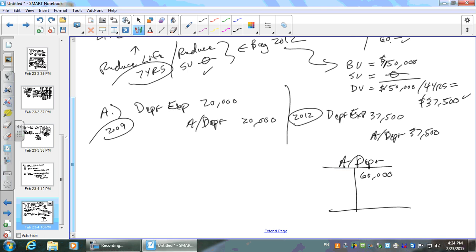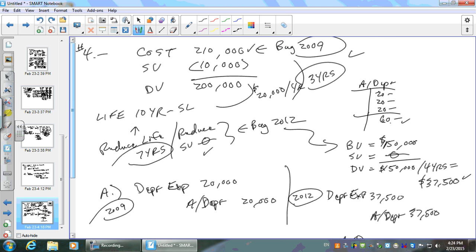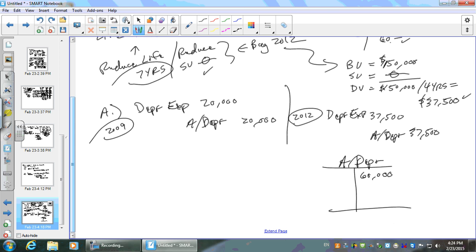I want it fully depreciated, right? No salvage. What's it going to be? What was the original cost? 210. So I want my accumulated depreciation to be 210 at the end. You didn't have to do this for a problem, but just to show you, right? So this is 3 years here, right, guys? That's the first 3 years. Let's put in the next 4 years.